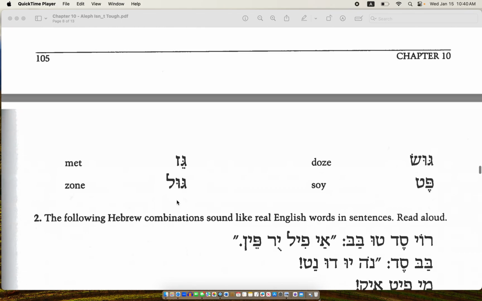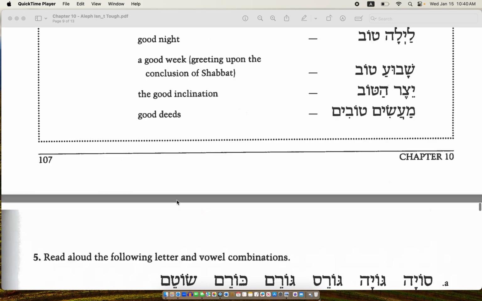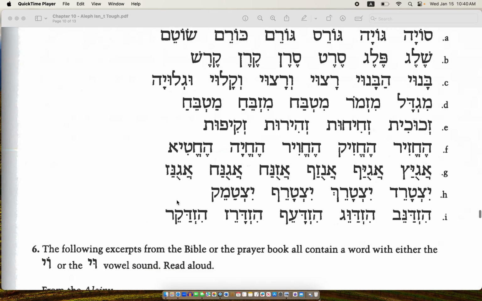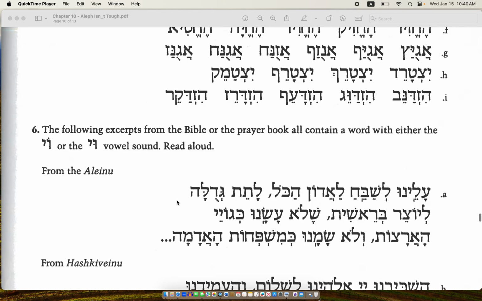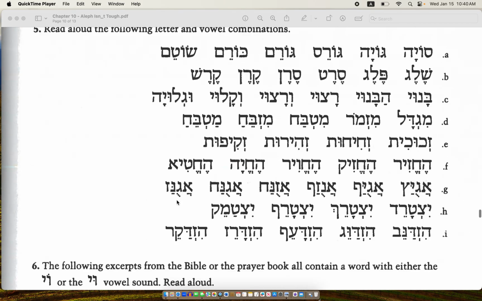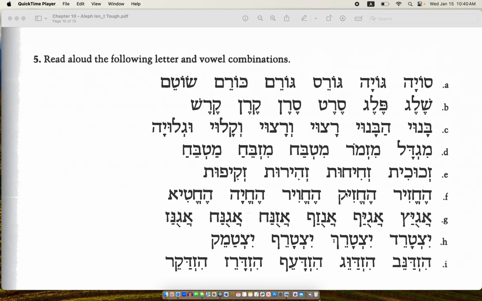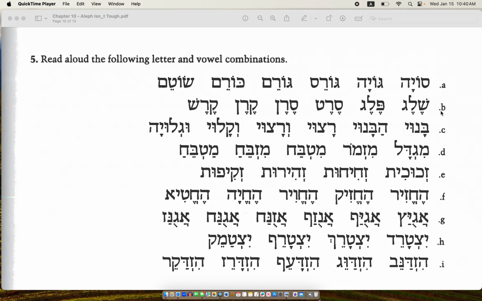And then skipping ahead. Let's finish out. We're at page 108. I'm going to read lines A through I, and then I will stop and make a part 2 for chapter 10 to go over the many pieces of prayer and parts of the Hebrew Bible that appear in this textbook. And we'll continue from there.